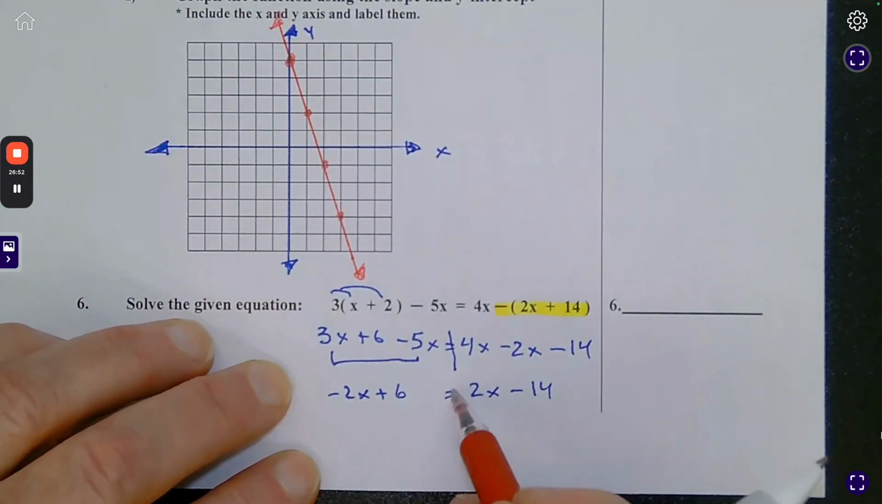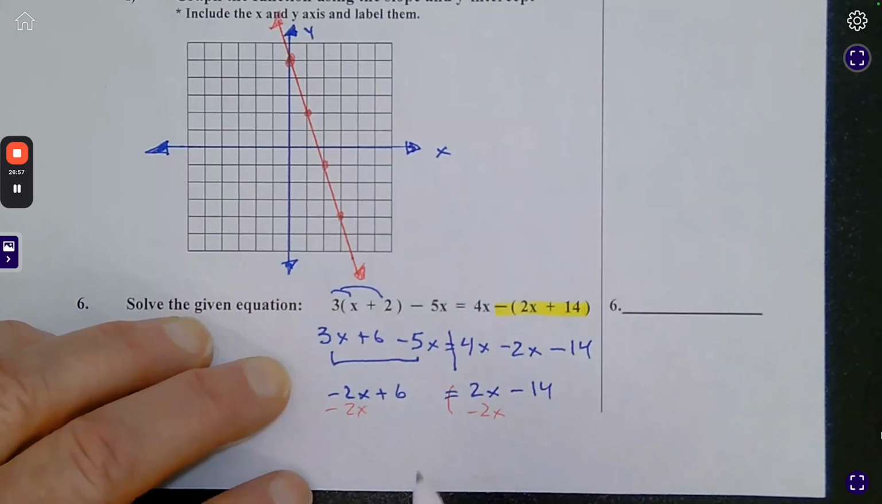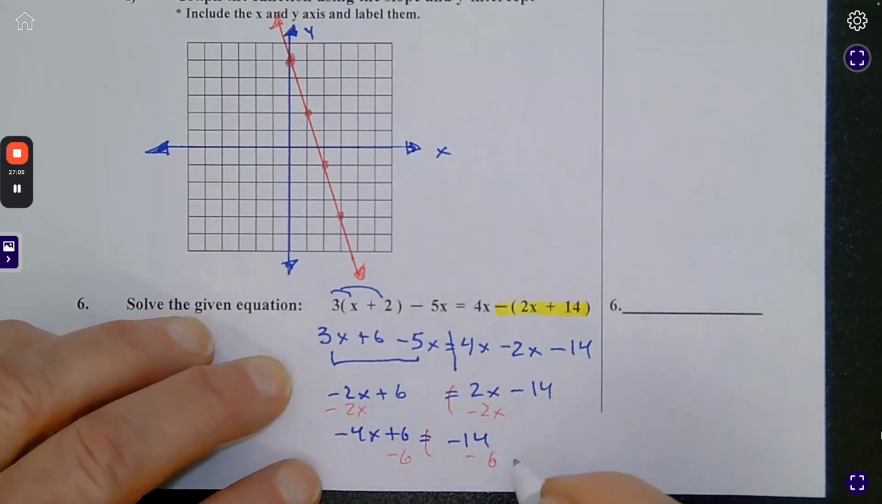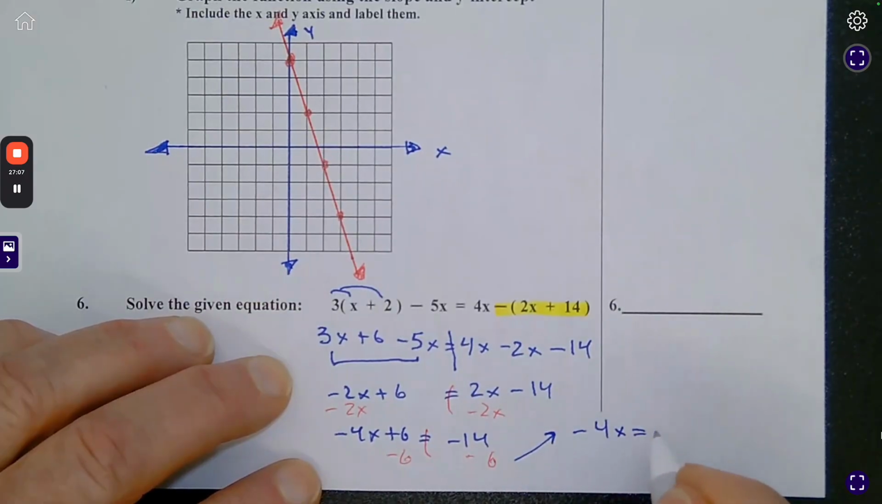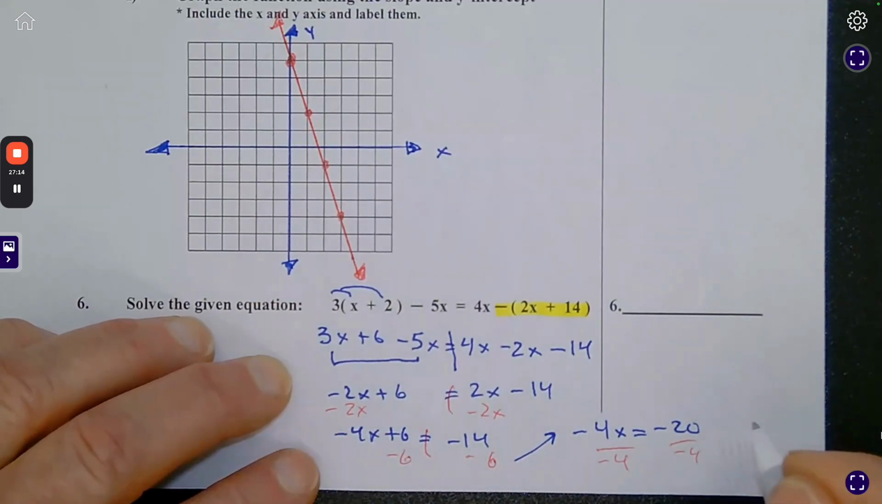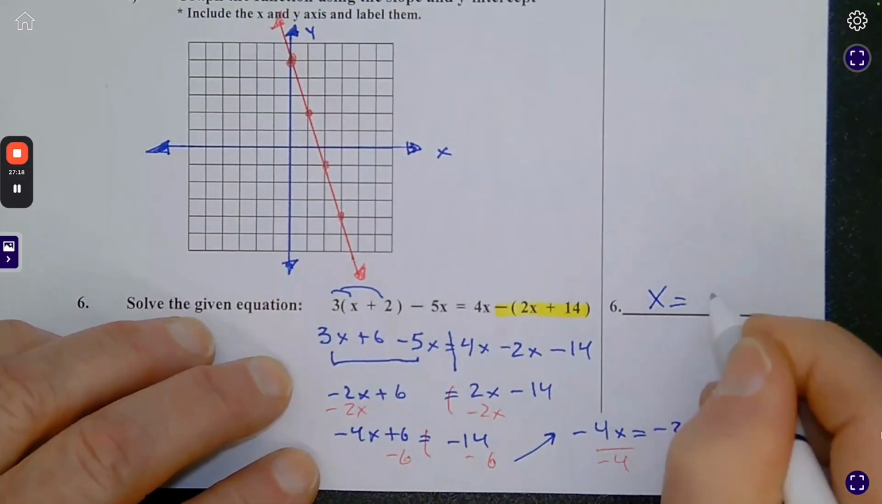Now I'm going to do inverse operations. Move your variables to the left. That gives me negative 4x plus 6 equals negative 14. Subtract 6. I get negative 4x equals negative 20. One more move. Undo multiplication with division. x equals 5. Let's go!